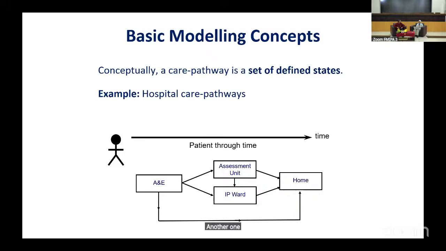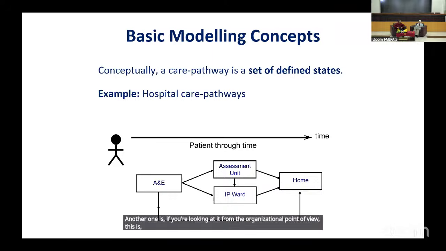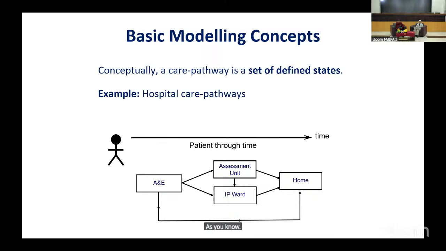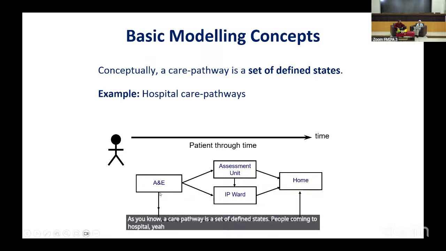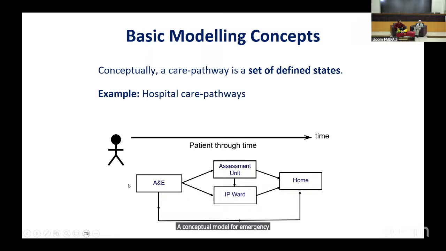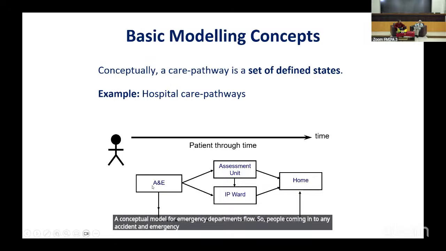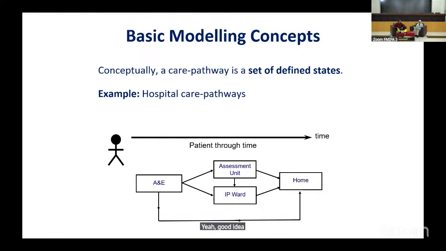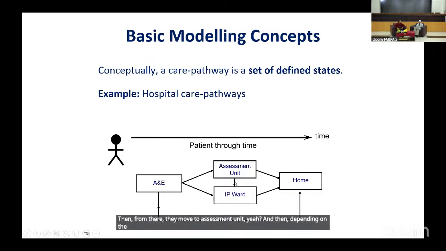Another one is if you're looking at it from the organizational point of view, you can say a care pathway, and think about a care pathway as a set of defined states. People come to the hospital. So this is a conceptual model for emergency department flow. People coming into any accident and emergency department, like the UGD. Then from there, they move to the assessment unit. And then depending on the condition, they could be staying in a bed or they could go home, and so on and so on.